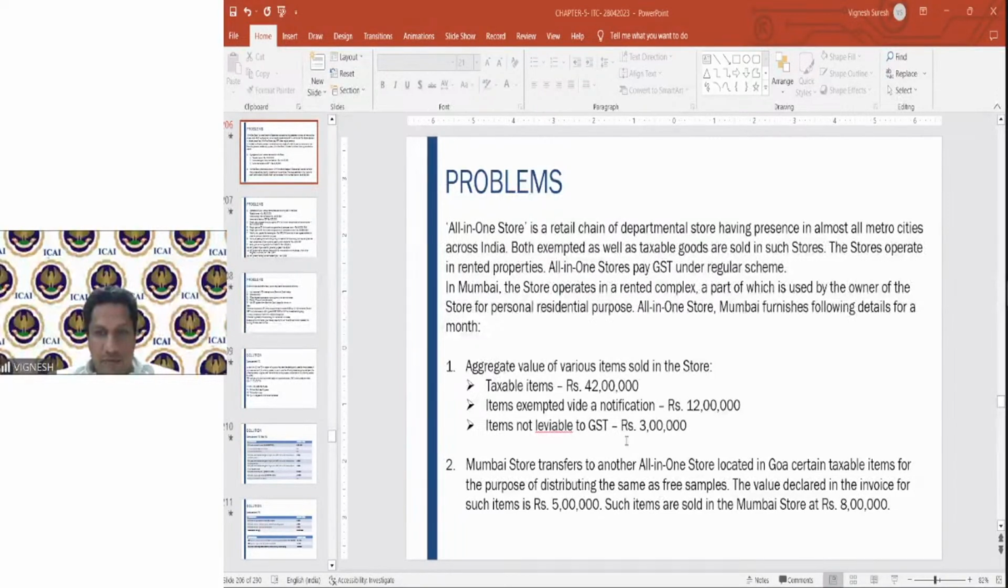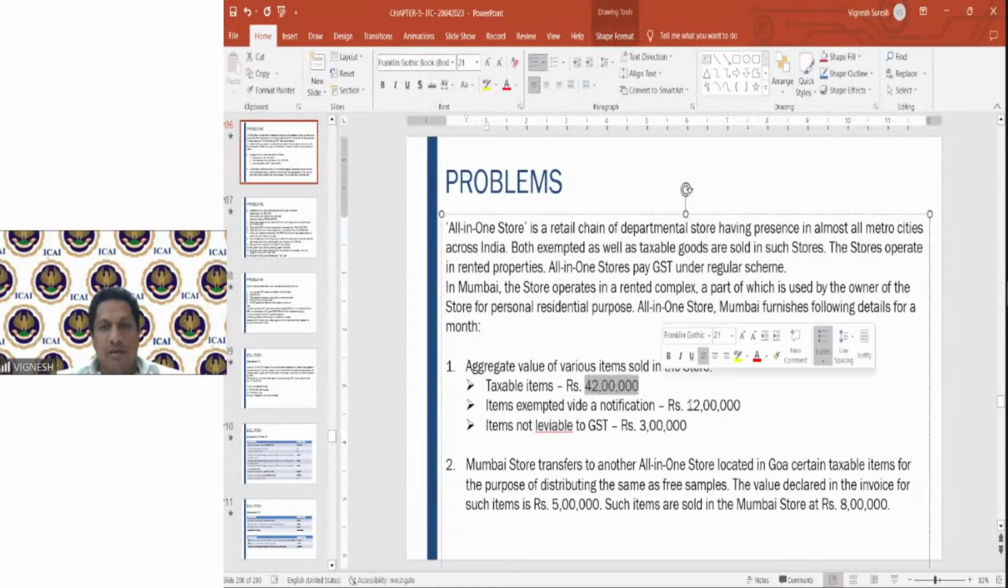Total supply. One is transfer of credit items in the interstate supply, which is your whatever is the market value, you have to take that into consideration. Okay. So 42 lakhs plus 12 lakhs plus 3 lakhs. You see here, go back here. 42 lakhs is sale, 12 lakhs is sale, 54 plus 3 lakhs. This you have to take 8 lakhs.